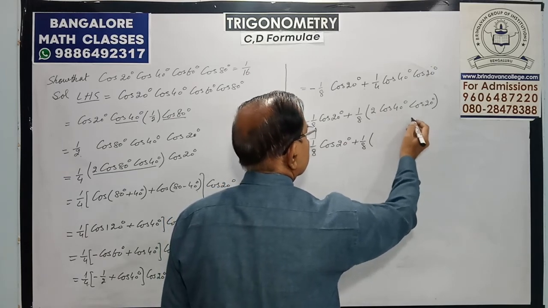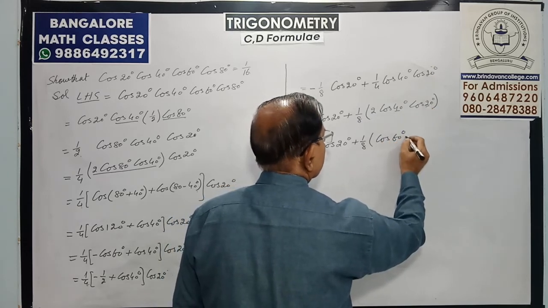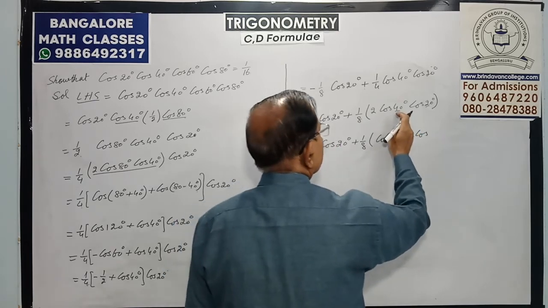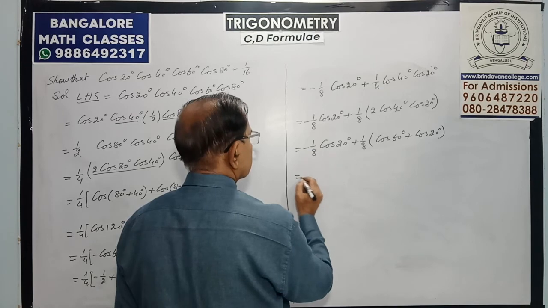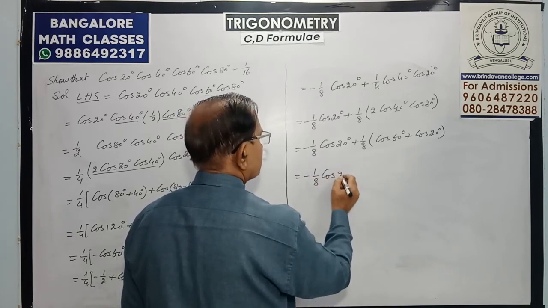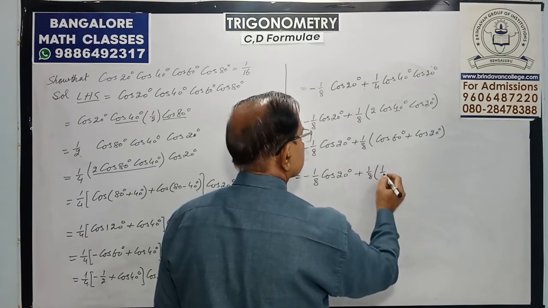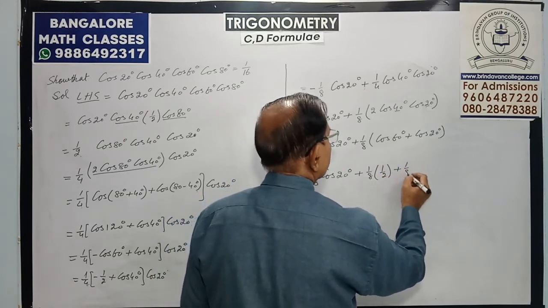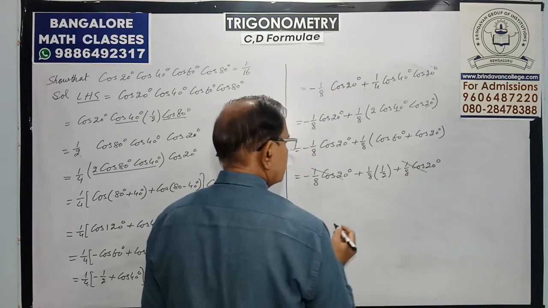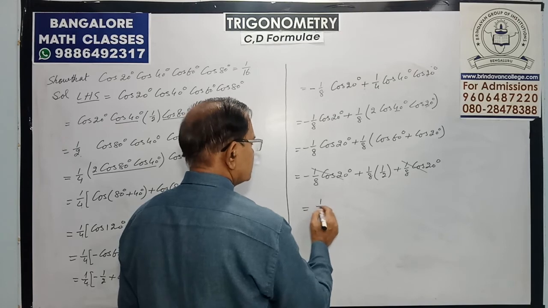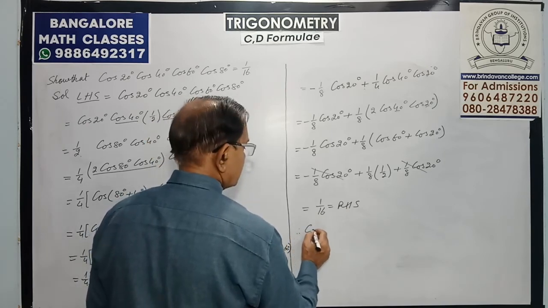2 cos A cos B, there is cos A plus B, 40 plus 20, 60, plus cos A minus B, 40 minus 20, that is 20 degree. So thus we will get it as minus 1 by 8 cos 20 plus 1 by 8 cos 60 is 1 by 2 plus 1 by 8 cos 20 degree. Minus 1 by 8 cos 20 and plus 1 by 8 cos 20 we can cancel. Thus it equals 1 by 16. So equals RHS.